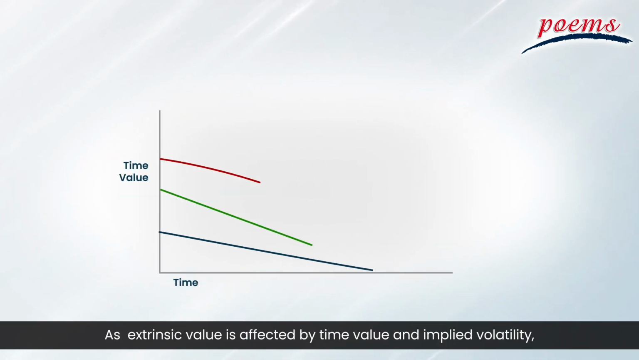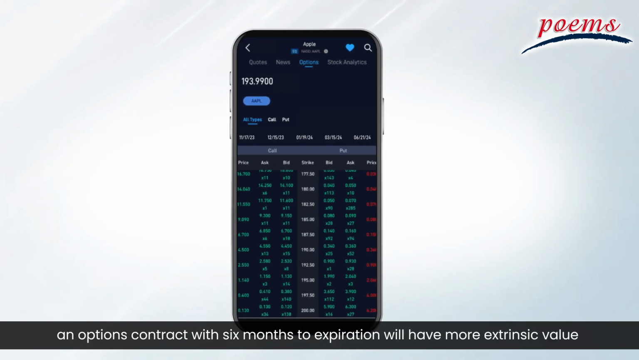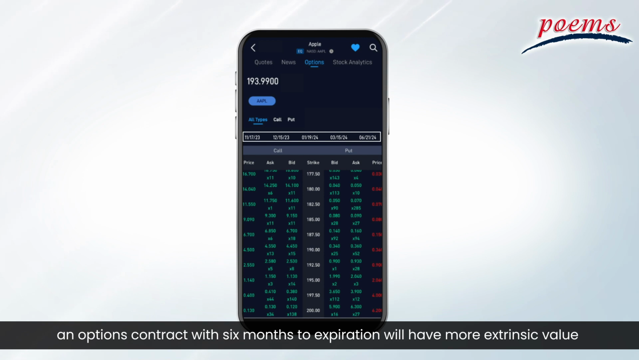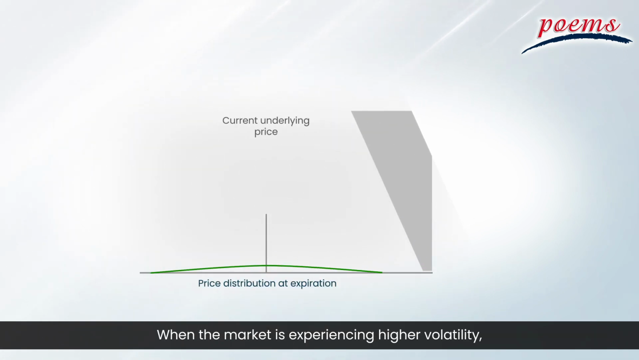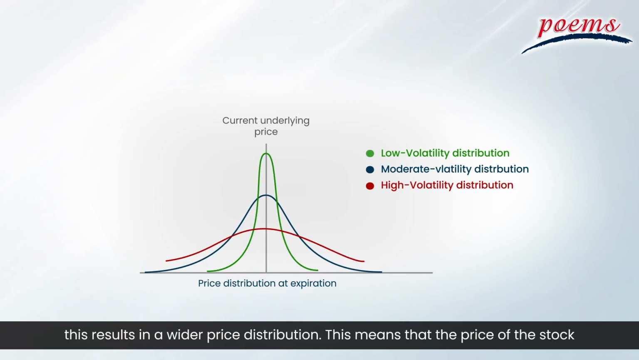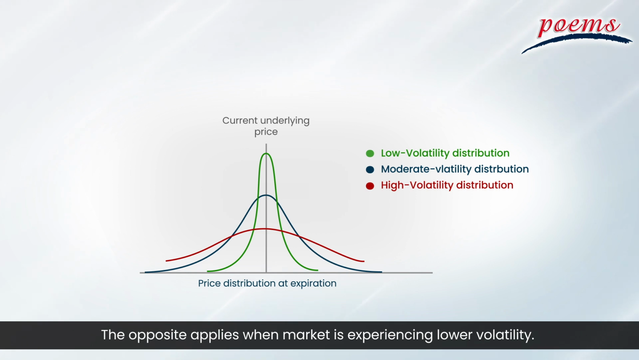As extrinsic value is affected by time value and implied volatility, an option contract with 6 months to expiration will have more extrinsic value than one with a closer expiration date. When the market is experiencing higher volatility, this results in a wider price distribution. This means that the price of the stock can experience large price swings in both upward and downward directions. The opposite applies when market is experiencing lower volatility.